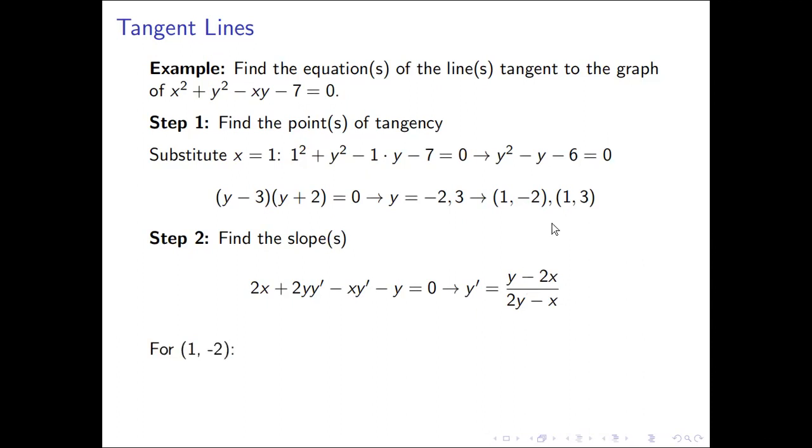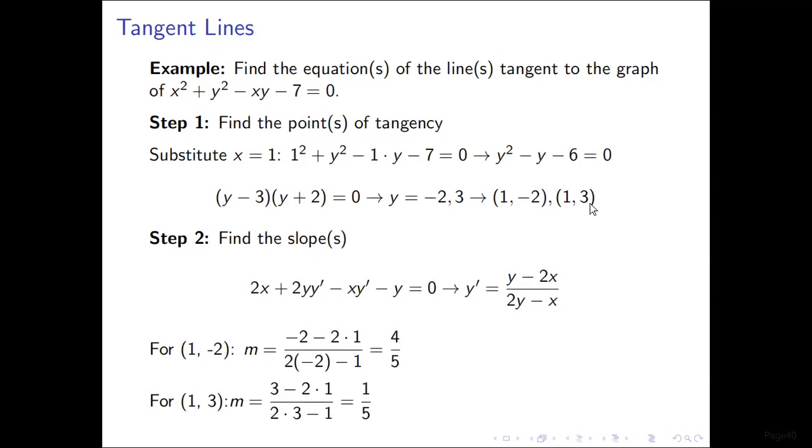So for example, for the point (1, -2), we just plug in x equals 1 and y equals -2 into the expression here, we get the slope. So I've shown here the substitution and the final value, 4/5. In other words, the slope of the tangent at this point of this curve is 4/5, found by implicit differentiation first. And we do it for the other points, if there are any. So let's do it for (1, 3). We plug in x equals 1, y equals 3. Simplify, we get 1/5 for the slope of the tangent at this point.